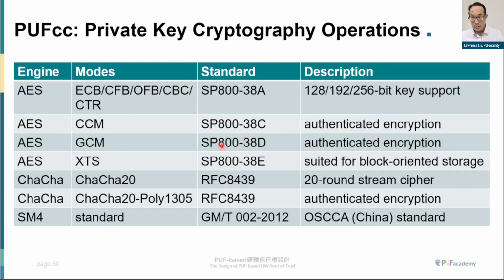Next, we move to private key cryptography. So this includes all of the private key-based ciphers on PUFcc. So there are three different types of ciphers here. We have ones based on AES, ones based on Cha-Cha, and ones based on the SM4, the China standard. And as mentioned in the architectural description of PUFcc, AES and SM4 are block ciphers, whereas the Cha-Cha is a stream cipher. And again, we have the related standards here that can be consulted for more details regarding the operation of each of these ciphers.